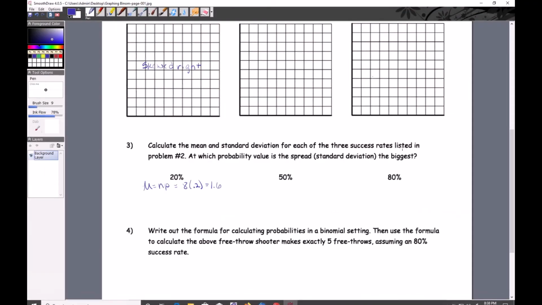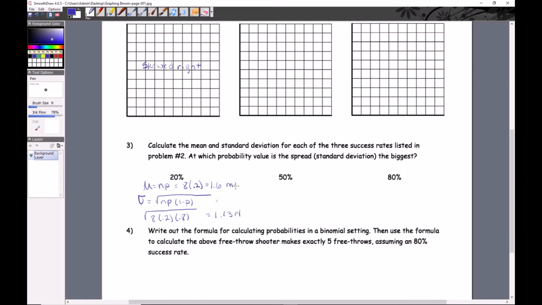So let's finish this up, and we'll do the standard deviation. So the standard deviation is the square root of n times p times 1 minus p. And we're not going to keep writing these formulas. So this is the square root of 8 times 0.2 times 0.8. And that'll give you 1.1314. And keep in mind these do have units. So this is makes, and this is makes, as in making a free throw. Okay? All right, so that's pretty well done.